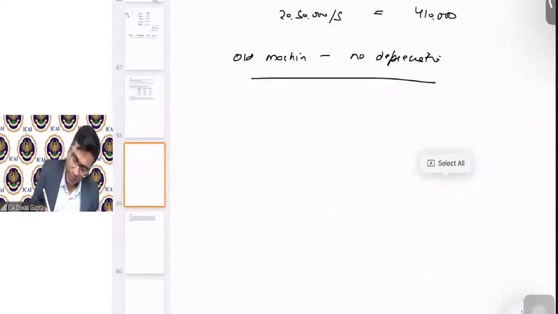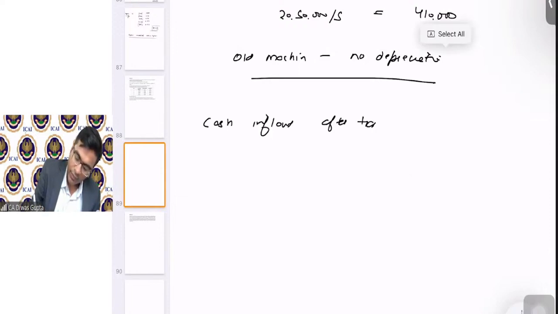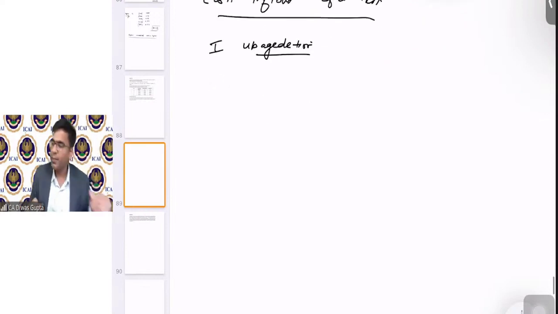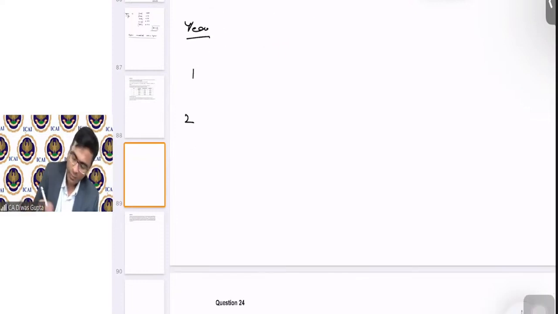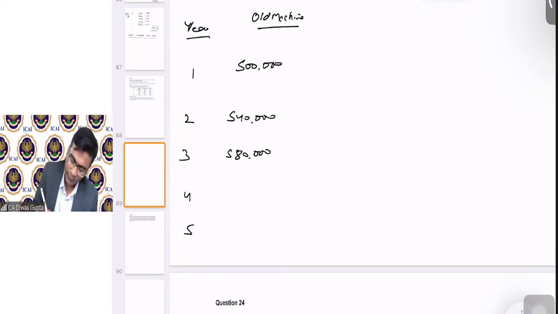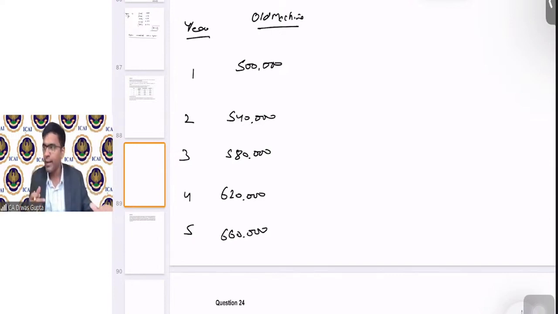Then second part, we will calculate the cash inflows after tax in both the cases, right? So the first case we are taking for upgradation. Okay, students. So upgradation, what we will do? Year 1, 2, 3, 4, and 5. Okay. What is the old machine cash flows we are getting? Old machine cash flows we are getting at 5 lakh, 5 lakh 40,000, 5 lakh 80,000, 6 lakhs 20,000, and 6 lakh 60,000. These are the old machine's cash flow after tax, profit after tax, sorry.